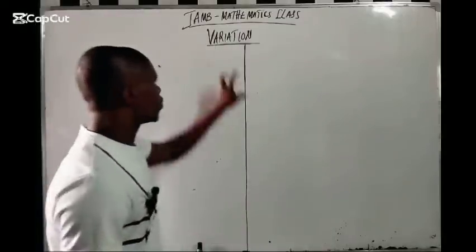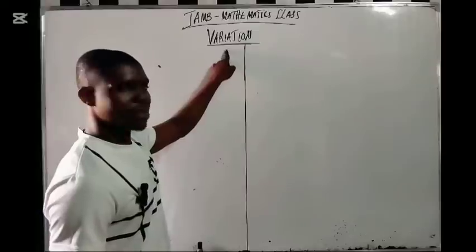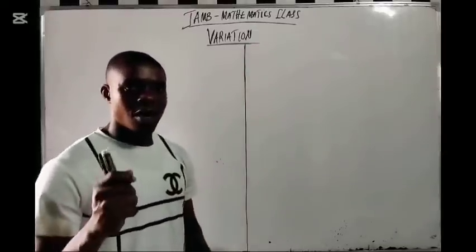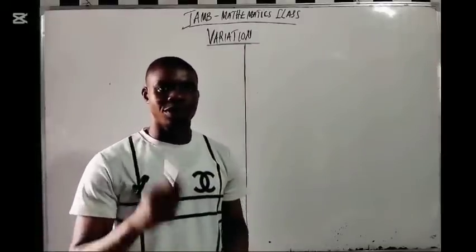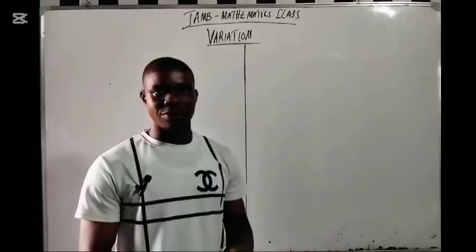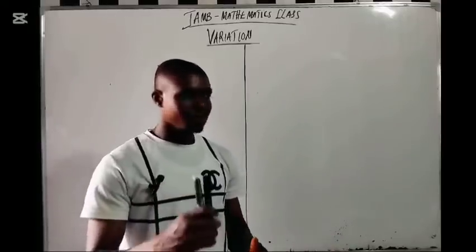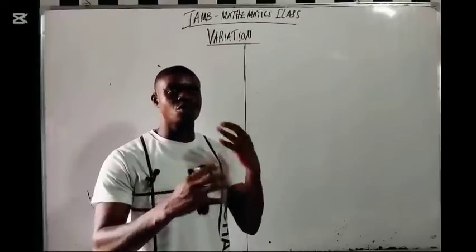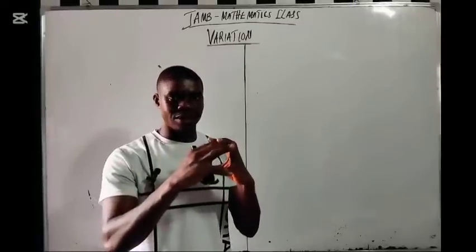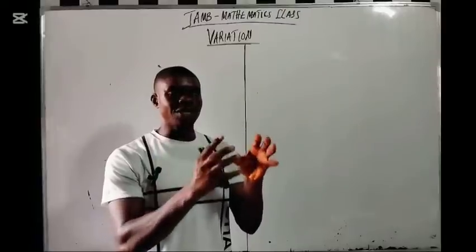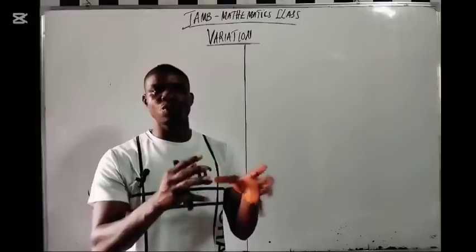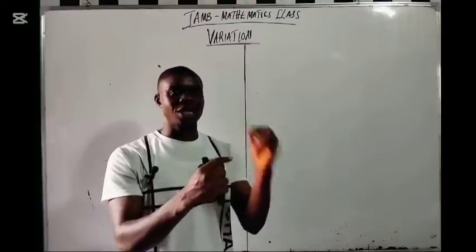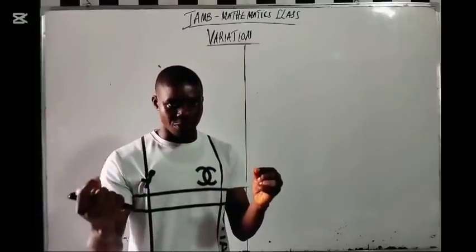In this video, we are going to look at variation in mathematics. This is one of the key topics when it comes to the JAMB mathematics syllabus, so you want to pay close attention. Variation is a term used to relate two or more quantities, so the change in one affects the change in another.